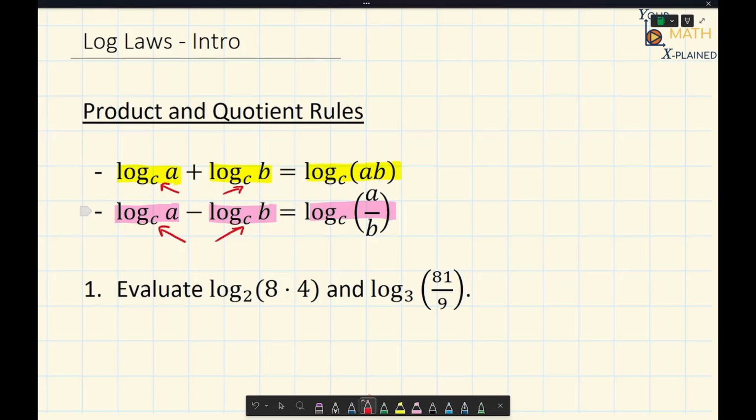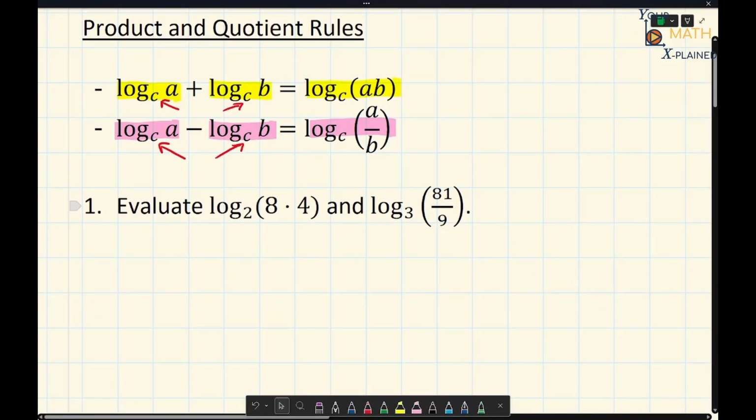One thing you might notice is that this looks quite similar to our exponent law. So we also had a product and quotient rule for exponent laws. And it was if we had the same base and we're multiplying two exponential expressions, all we had to do was add the exponents. So now let's take a look at how to use these two rules in practice.